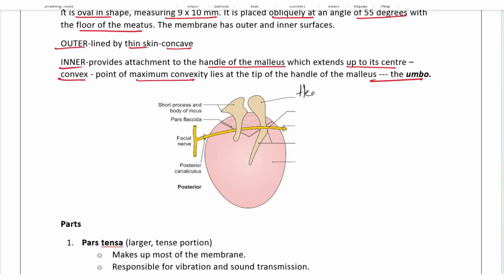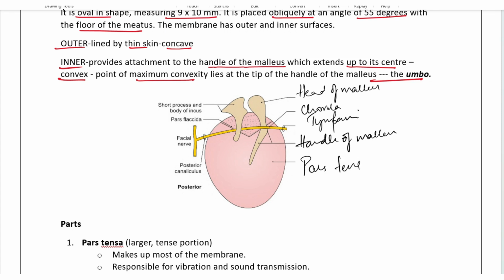This is the head of malleus. This is chorda tympani. This is the handle of malleus. And this is pars tensa, the larger portion. And this is pars flaccida, the smaller anterior portion. Now we'll discuss both of these in detail.